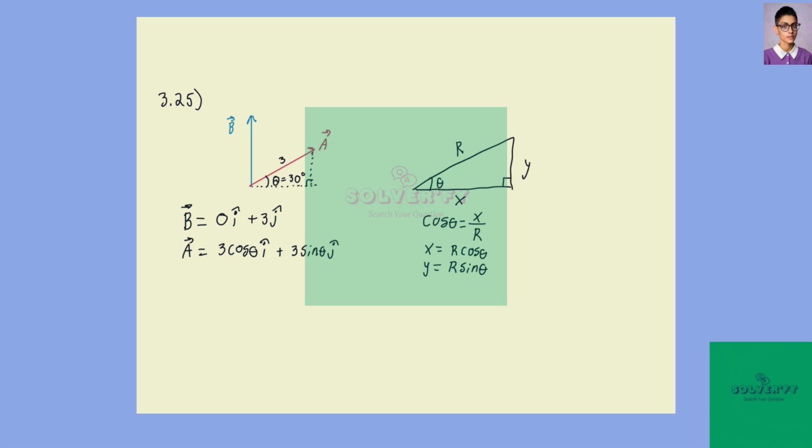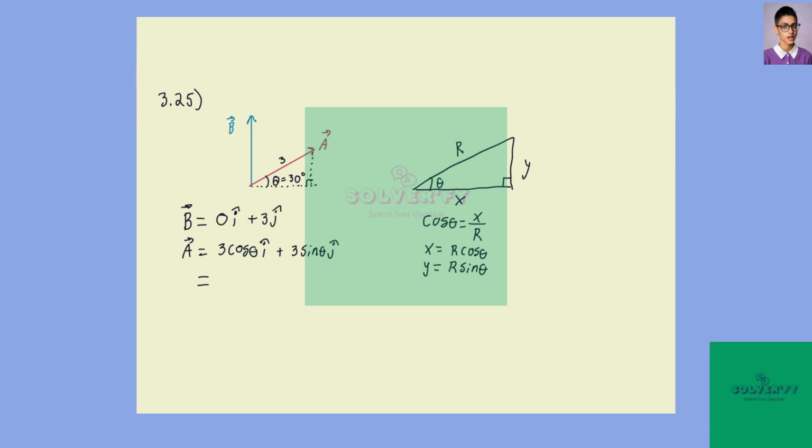So the x component, in this case, we use cosine. So it's the hypotenuse length, r, which is 3, times the cosine of theta. And then for the y component, it's the hypotenuse length times the sine of theta. Okay, very good.